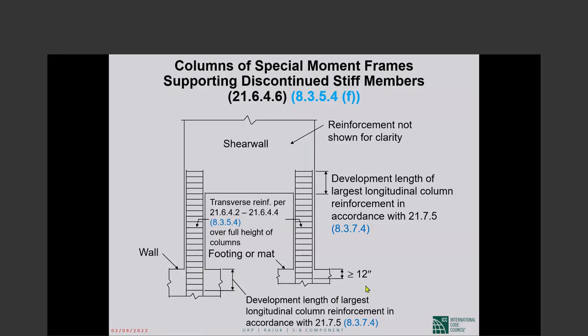Okay. So the main thing is, typically you are looking at it. If you have a column supporting a discontinued shear wall, design category D, the special transverse reinforcement which you would normally place within the plastic hinge region only shall be provided throughout the height of the column and at least 12 inches into the footing.